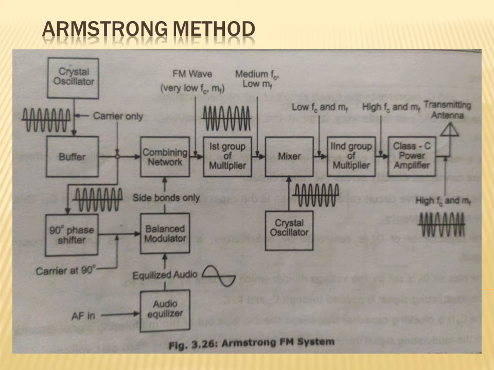So at the output of mixer we are getting medium MF and high Fc. This signal is given to the second group of multiplier.